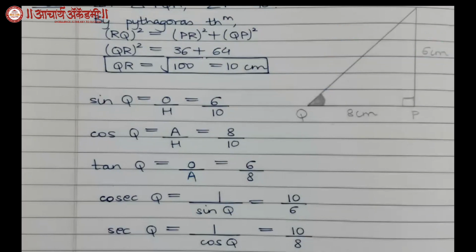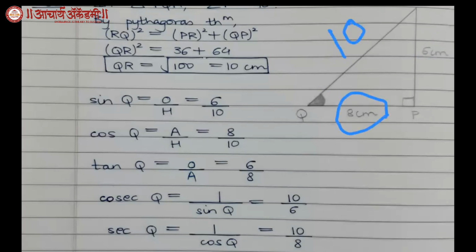The value of cos Q is adjacent upon hypotenuse. So the adjacent side to angle Q is PQ and QR. But as I have told you, we don't need to consider the hypotenuse over here. So the value of adjacent side is 8 centimeter and the hypotenuse is 10 centimeter. So the value of cos Q will be 8 upon 10.